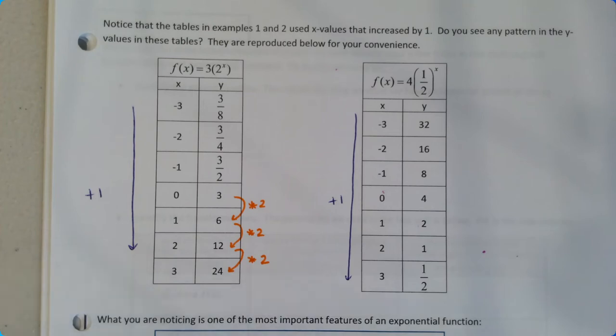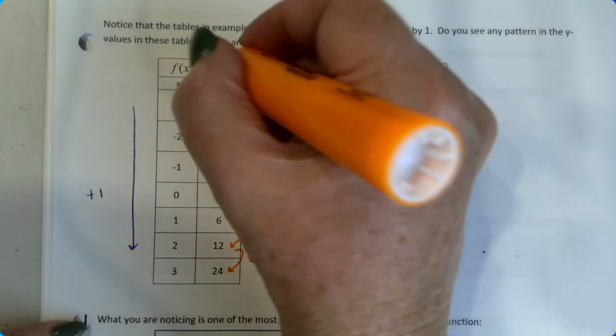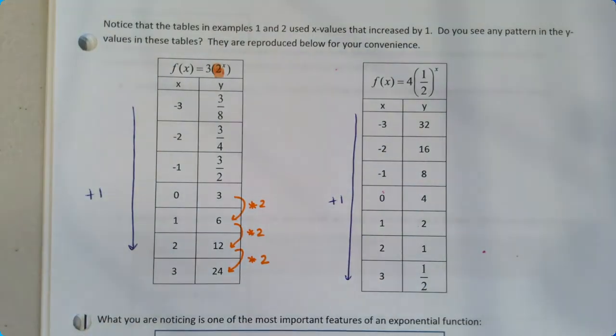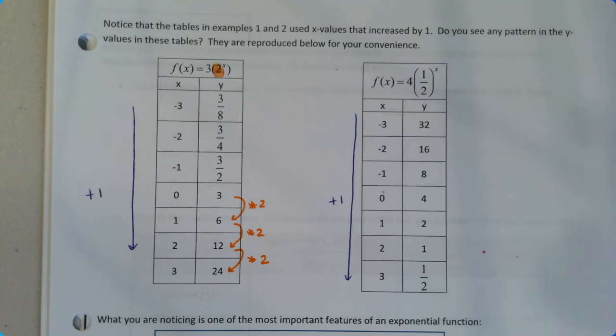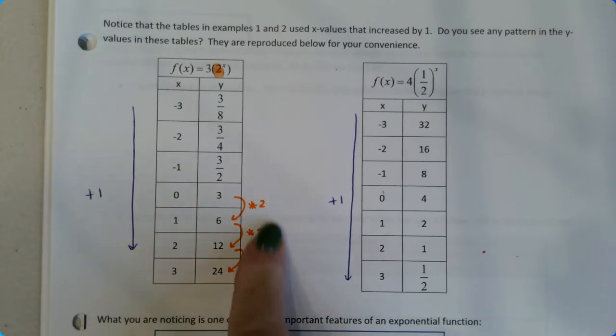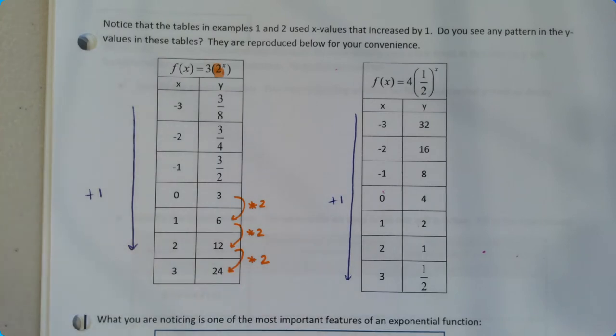So my base, 2, is really just the constant multiplier of those y values. So there is a pattern. It's different than a linear pattern. It's a multiplication pattern rather than addition or subtraction, but it's still a pattern.